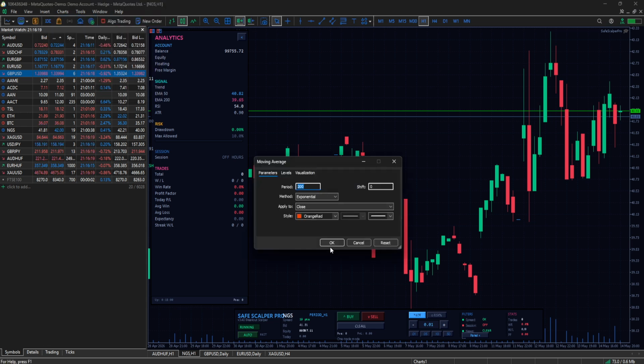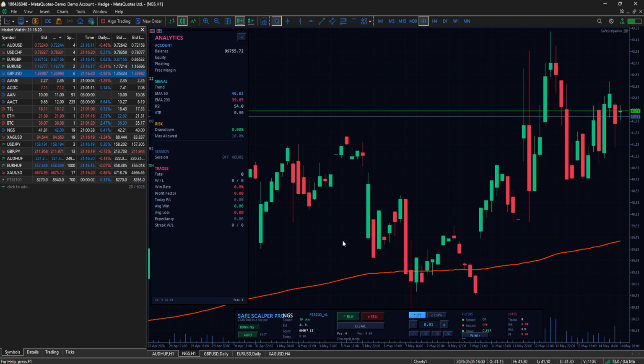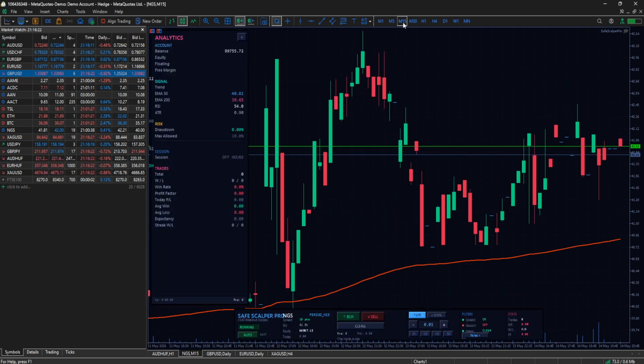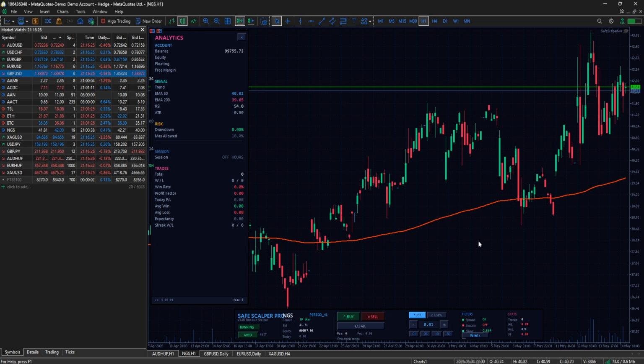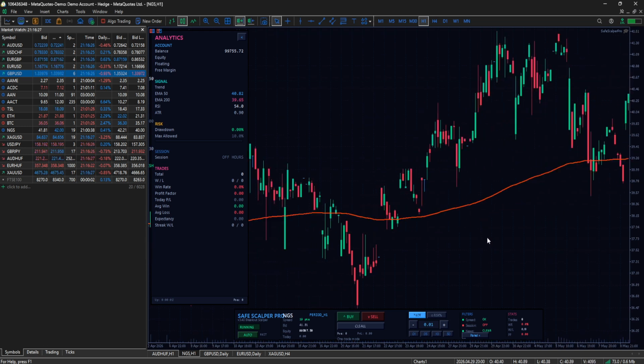Next, choose a time frame that fits your pace. On M15, you'll see fast signals with more noise. H1 is a balanced middle ground, ideal for many beginners. H4 moves slower, but often gives the cleanest signals. Pick one for execution and stick with it during your session so your analysis stays consistent.